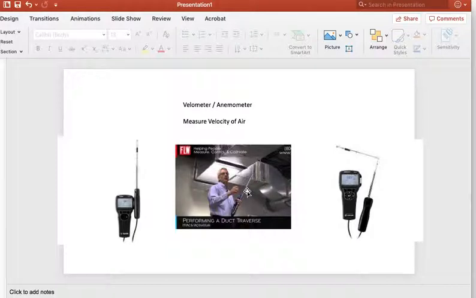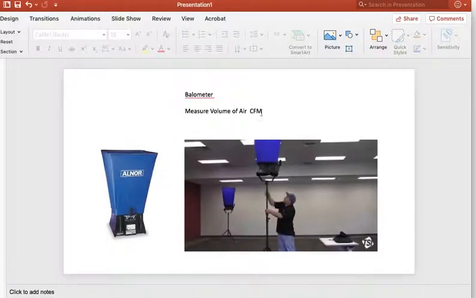Here's a guy standing up on a ladder. He's drilled a hole in the hood. He's going to use either a velometer or a pitot tube to measure the velocity in that duct, right? A bolometer, on the other hand, measures volume of airflow, cubic feet per minute. Most common use for those is measuring the volume of air coming out of diffusers in an indoor air quality situation, in an indoor HVAC distribution duct system.